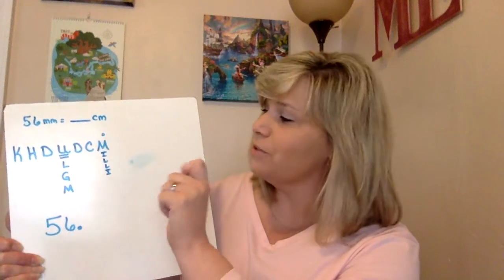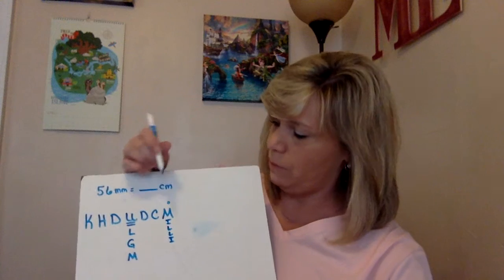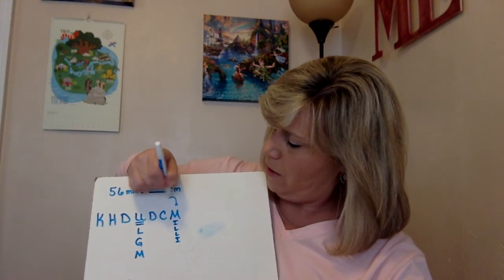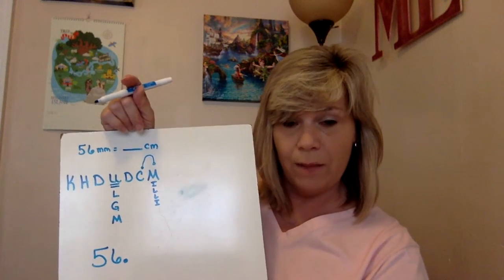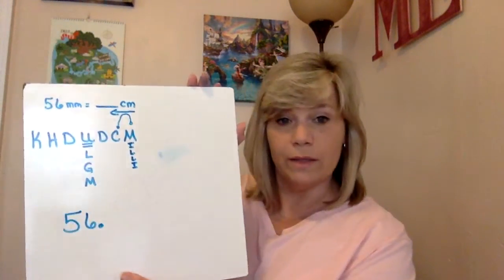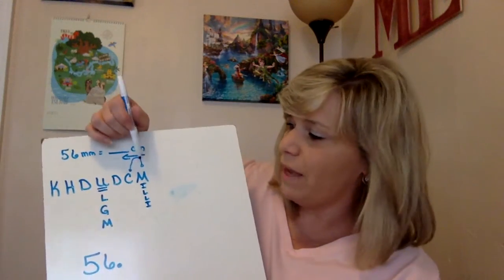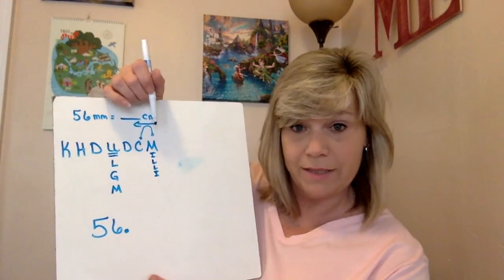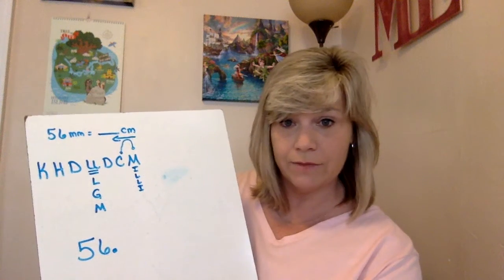I have to go to the left, okay? So I'm going to go just one hop to that centi. Just one hop, right? And I'll show you my arrow. I'm going to the left. Now, notice how I put those little dots for the decimal. Basically, what we're moving is our decimal, okay? So I'm going to move my decimal one hop to the left.